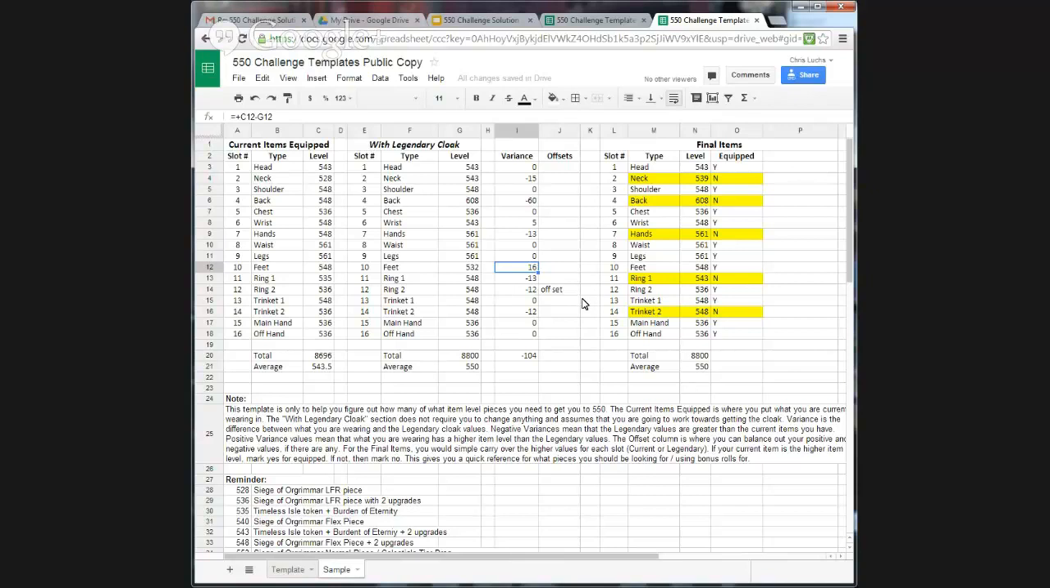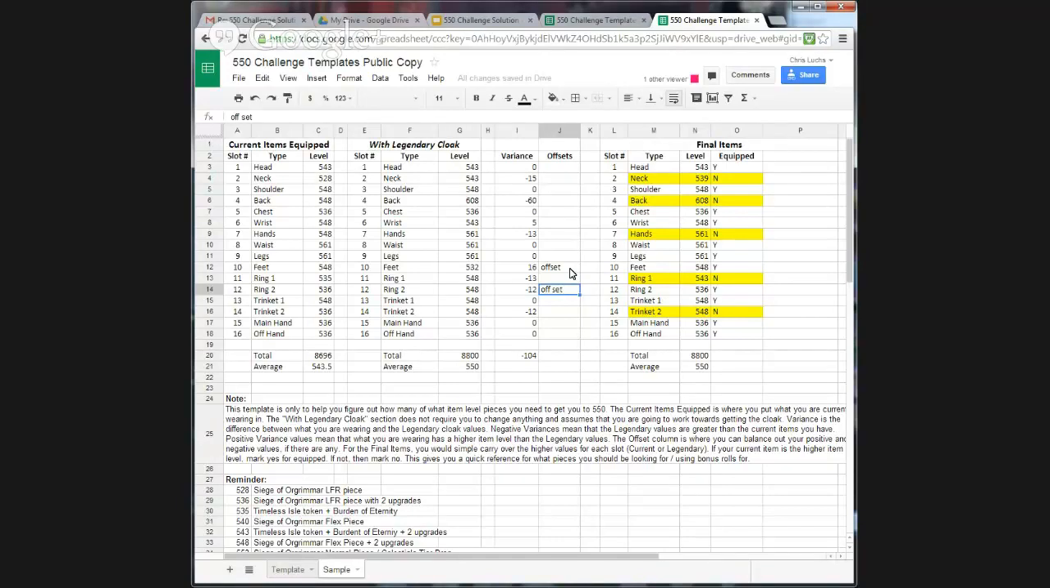So basically what happens is if it's a negative number, it means that the piece that's currently equipped is lower than the model. If you have a positive number, it means the piece that you have is higher than the model. And so you see an example here, this 16 was an offset, and I'm offsetting 12 of those points with the ring. So that means I don't need to get a new ring, because the shoes I have on are higher than the model is.